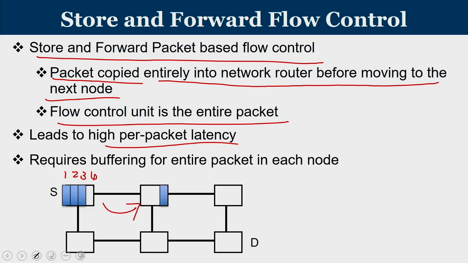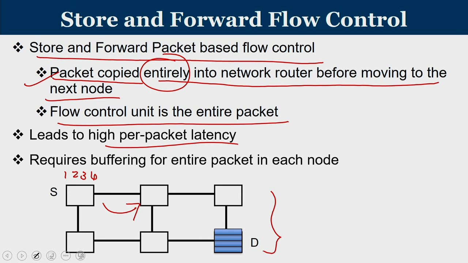So, you have the first flit coming, second flit coming, third, followed by fourth. Only at this point, this packet is now completely stored. So, the packet is copied entirely into the network router before moving into the next one. And then the next step, wherein all the flits are being moved. And then finally, from there it is going to reach the destination. That is the mechanism by which store and forward switching works.